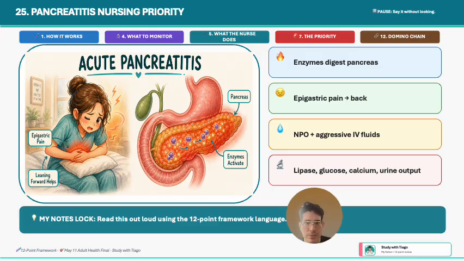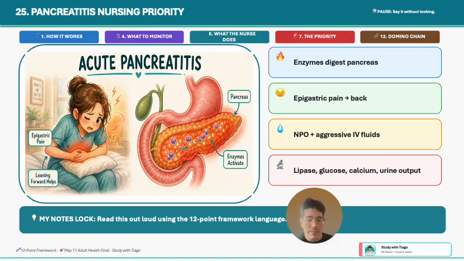I monitor vital signs and pain, lung sounds, oxygen saturation, urine output, electrolytes, glucose, calcium, and labs if the patient is getting worse. I look for shock, respiratory distress, infection, bleeding, or organ dysfunction. The priority trap is picking diet teaching while the patient is acute and unstable.